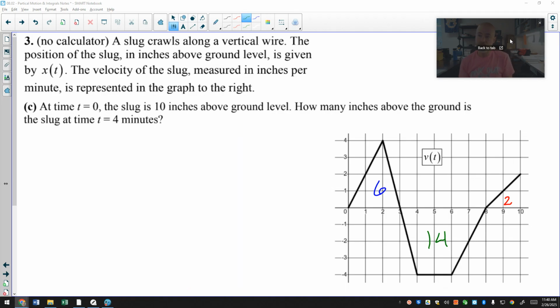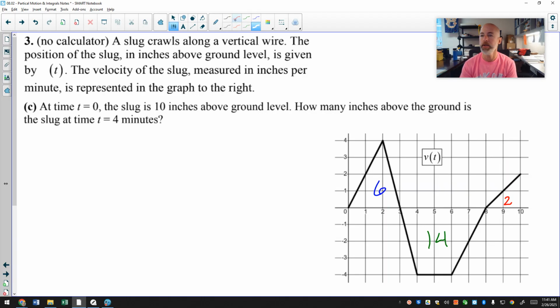At time t equals 0, the slug is 10 inches above ground level. How many inches above ground level is the slug at 4 minutes? Oh man, it's at 4. I thought it was going to be 10. Okay, so I have an initial position. The position, and I'm going to again change this to a y because we're moving vertically. My position at time 0, so we're starting at the 10-inch mark. And the question is, what is the position at time 4?